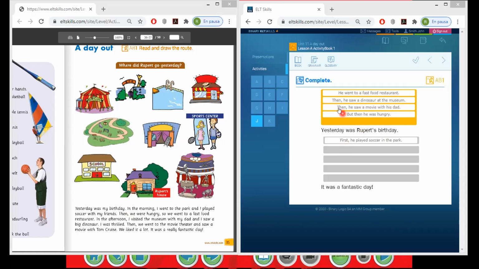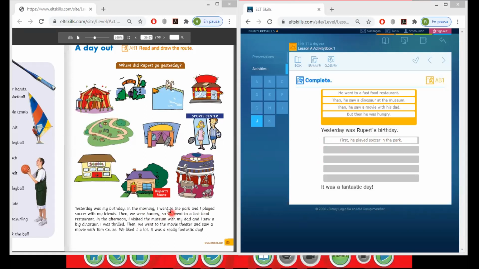Dana Alegre, Dana, tell me, what sentence is after this? He played soccer in the park. No idea? You need to read the text. What sentence, Dana? You see, I went to the park and I played soccer with my friends. First, he played soccer in the park. ¿Qué viene después? What's next?